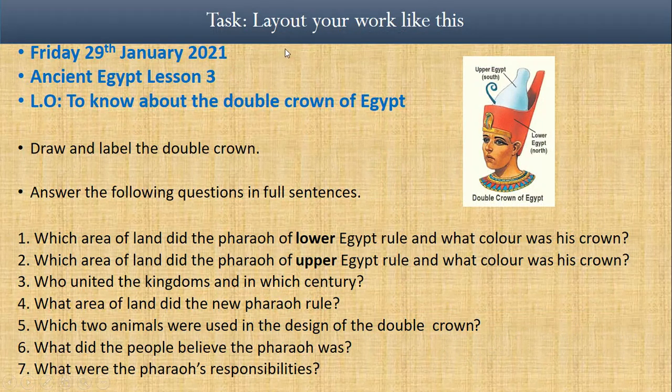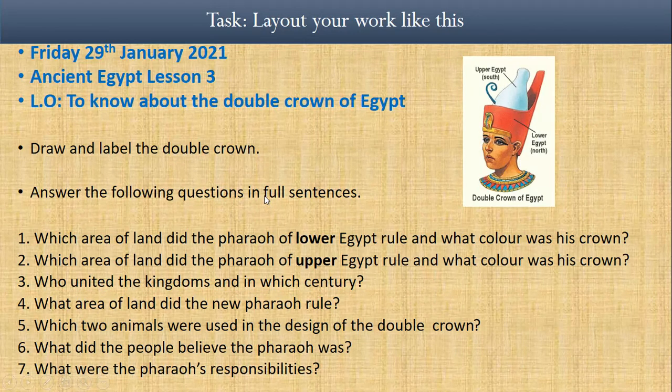So this is your task. Lay out your work like this. Friday, 29th of January 2021, Ancient Egypt, Lesson 3. Learning objective to know about the double crown of Egypt. First task is to draw and label the double crown. So draw and label this.